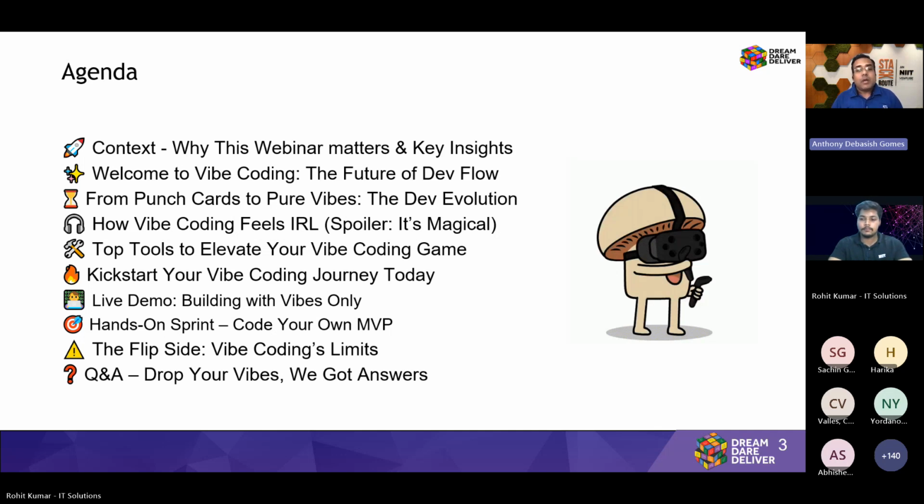What are we going to cover? We're going to get into the future dev flow of vibe coding, from punch card to pure vibes, how it is getting developed. Then we are going to get into how vibe coding feels, the spoiler. The only language that vibe coding requires is the English language, the language that you speak. That's the programming language of this generation.